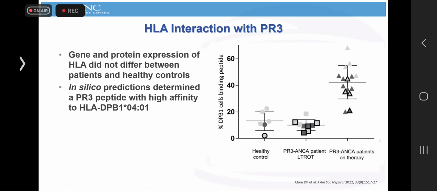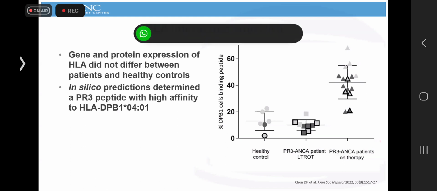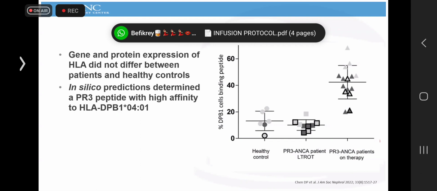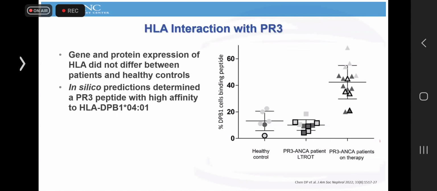And of course, in healthy controls, there's some binding of proteinase 3 or, quite frankly, myeloperoxidase to HLA DPP1 cells. Patients who are in clinical remission on therapy, boy, they still interact with that peptide a lot. And active disease looks just like this. But patients who are in long-term remission, by George, they no longer react to the peptide. Their antigen-presenting cells no longer are responding to peptide.